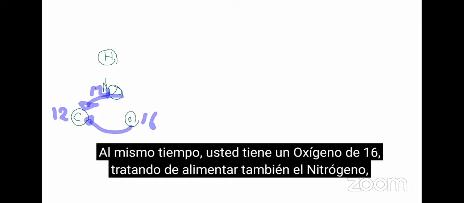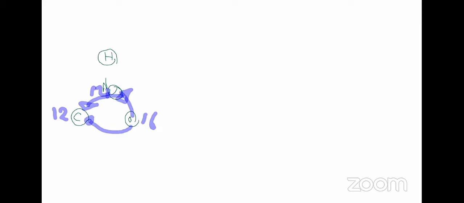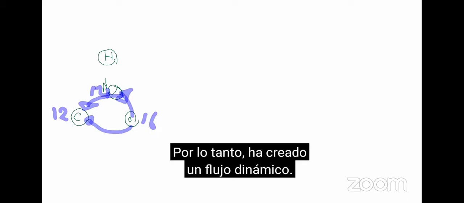At the same time, you have an oxygen of 16 trying to feed nitrogen to bring it up to its own energy balance. So you have created a dynamic flow.